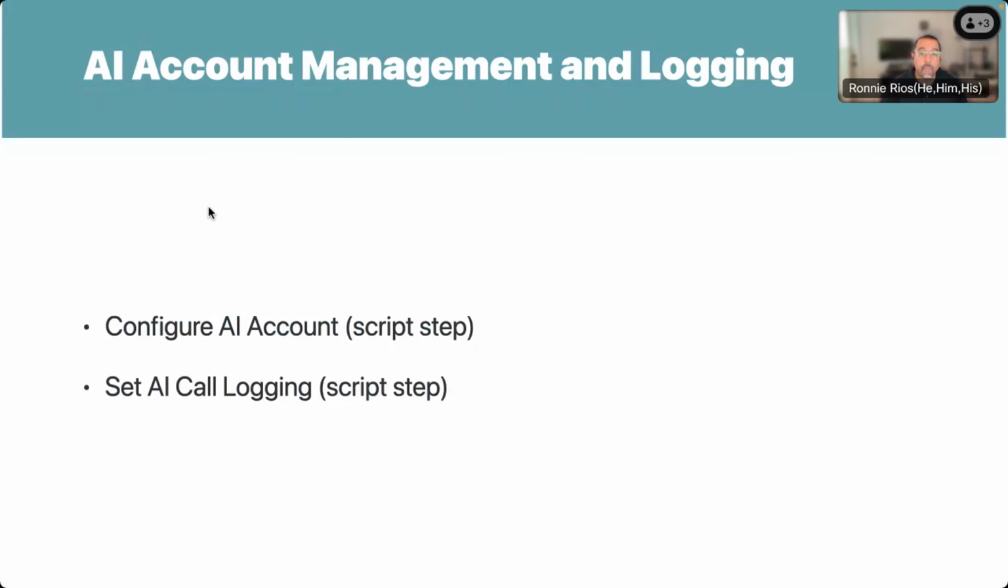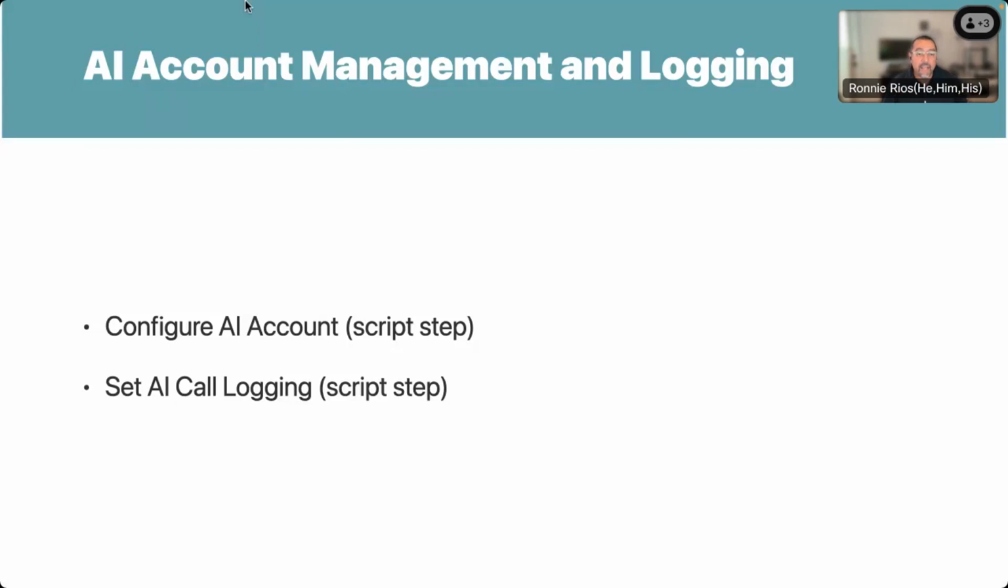Part of that group of tools are two script steps that help you with managing your AI account. We've got the Configure AI Account script step and the Set AI Call Logging script step. The Configure AI Account script step allows you to set up the connections with your AI providers. Say you have OpenAI, or if you're going to be integrating with a locally hosted open source model, it'll help you set that up as well. In the script step, you're going to set up things like the account name that you want to give it, any API keys, and where the host is located. It's going to be local.